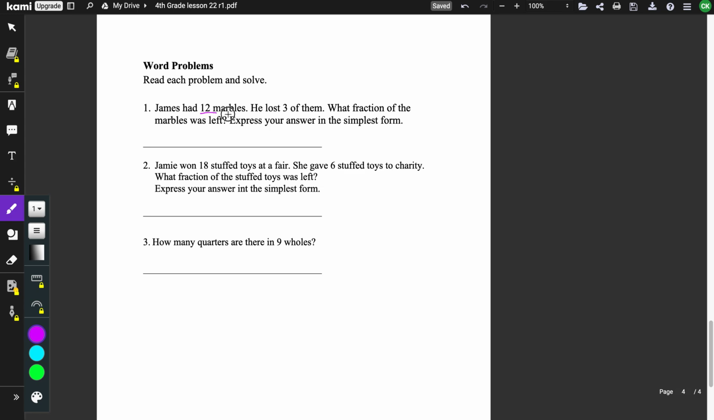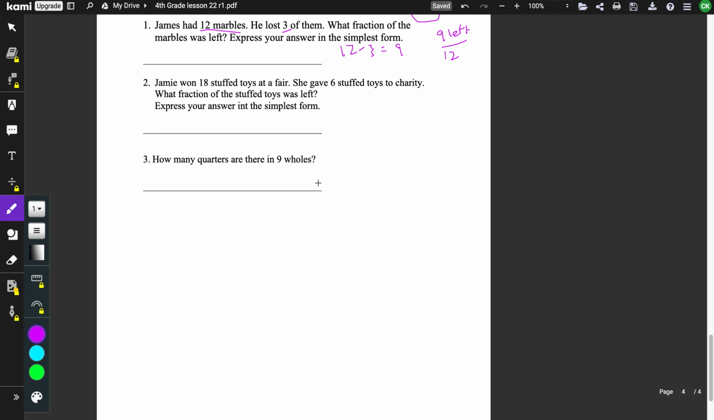So James has 12 marbles. He lost 3 of them. What fraction of the marbles was left? So if he lost 3, that means we're going to do 12 minus 3, which is basically 9. But there were a total of 12. So we're going to do the amount left, which is 9 left, over the total amount, which is 12. So 9 over 12. But 9 over 12 could actually be simplified, which is down to 3 over 4. So the answer for number 1 is 3 over 4.